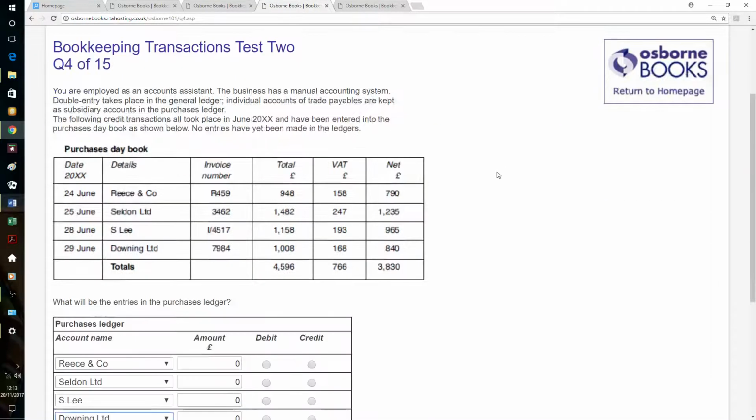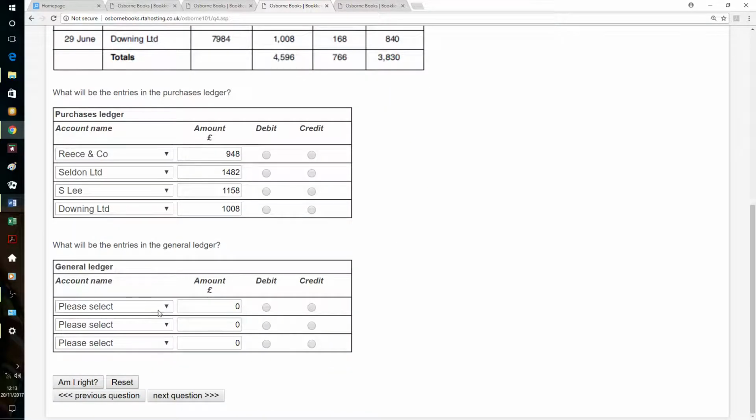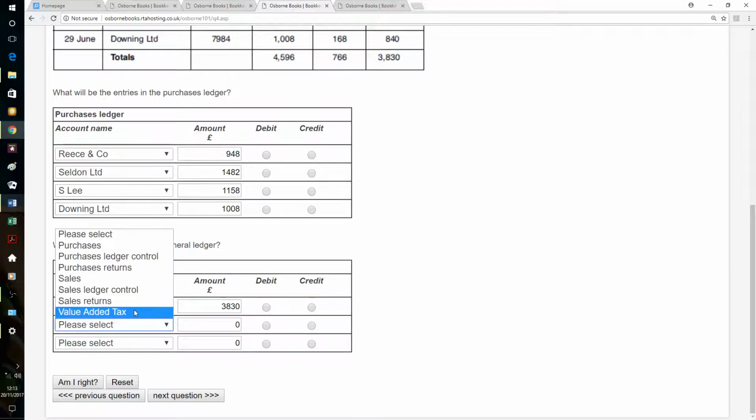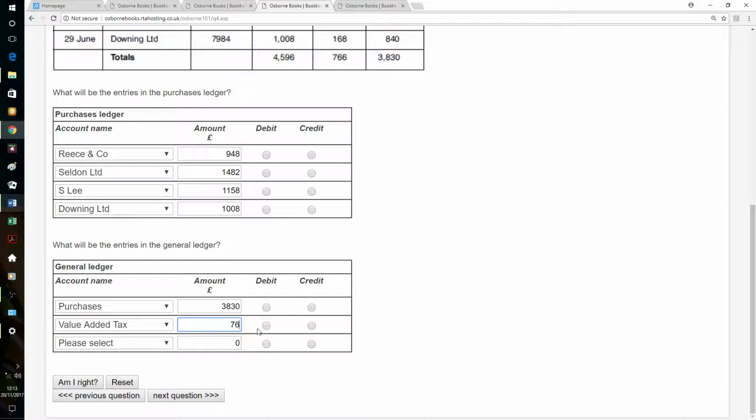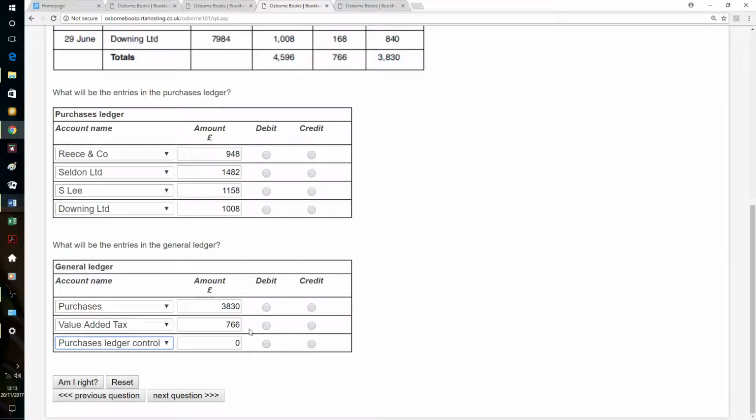So two more quick ones to do then. So purchases day book. So this is straightforward purchases. So we've got our individual customers again. 948. 1482, and then if we do purchases will be net 3830 of that, 766. This is money we're going to claim back from HMRC. Purchase ledger control account.